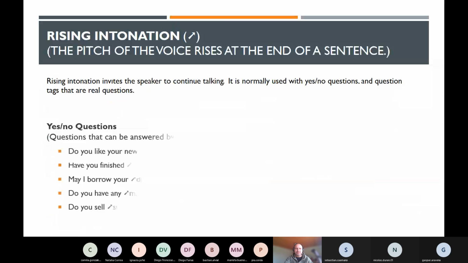Okay, so we have another exercise in which we have a rising intonation present here, and I would like to invite Bastian and Ignacio to take turns with this one, please. Rising intonation, guys. Rising.